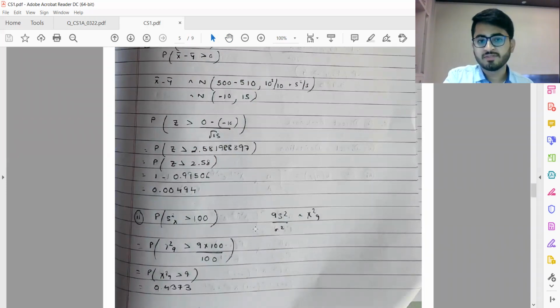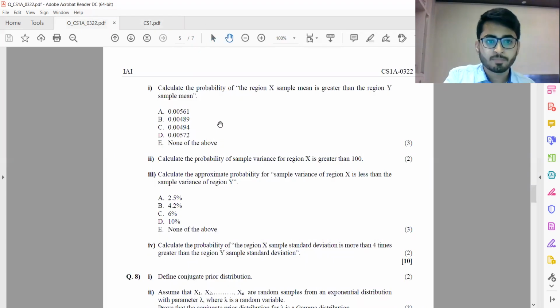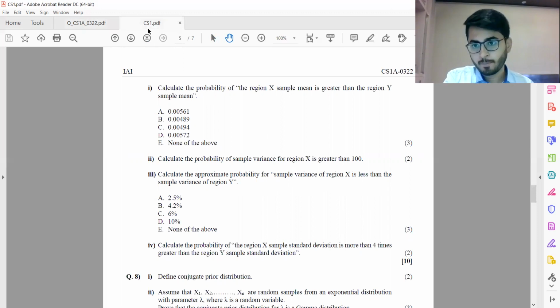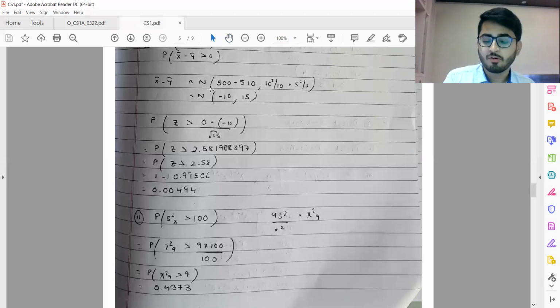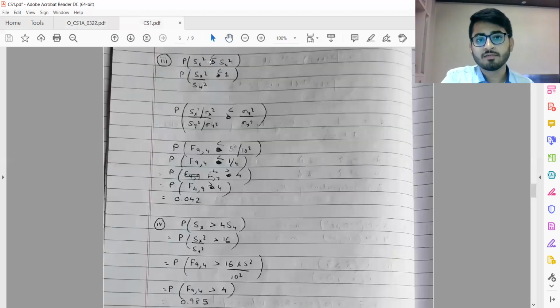Again, it's a very straightforward question, and the answer is 0.4373, which I'm getting. Next part is calculate the approximate probability that the sample variance of X is less than the sample variance of Y. While working, I somehow assumed, see, the question is asking that the sample variance of X is greater than that of Y. So initially I started with everything greater.